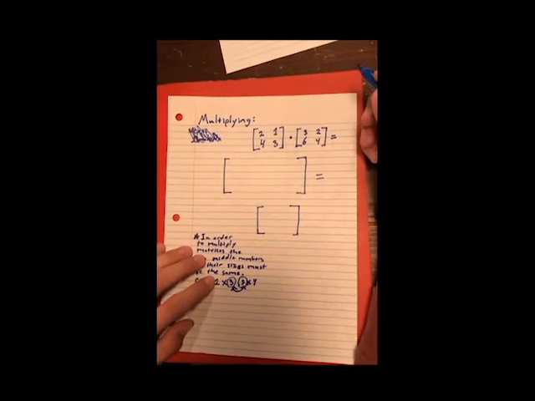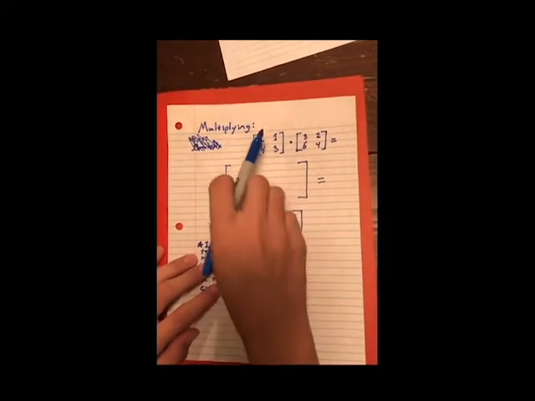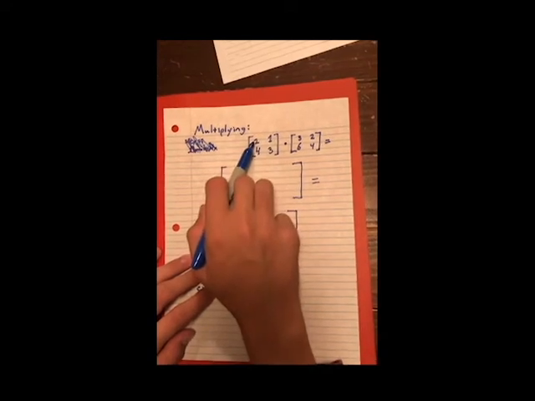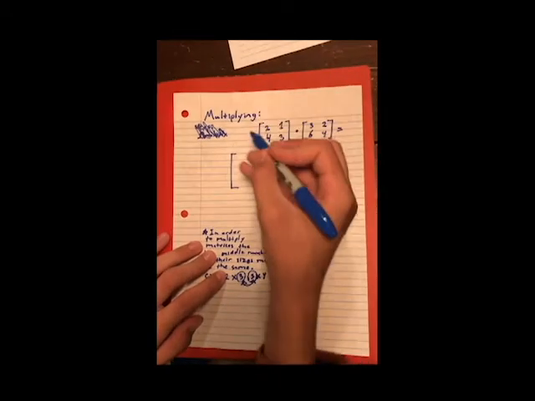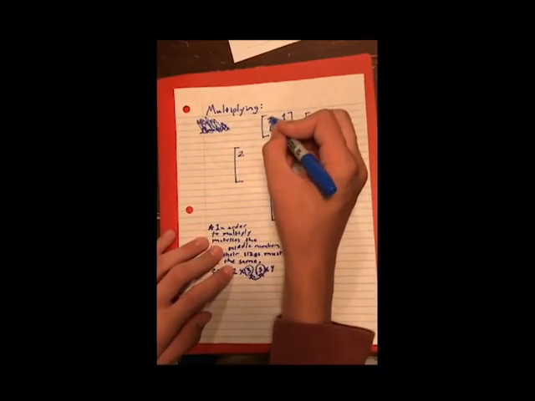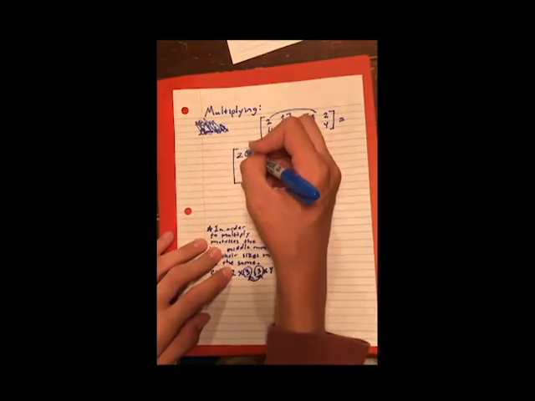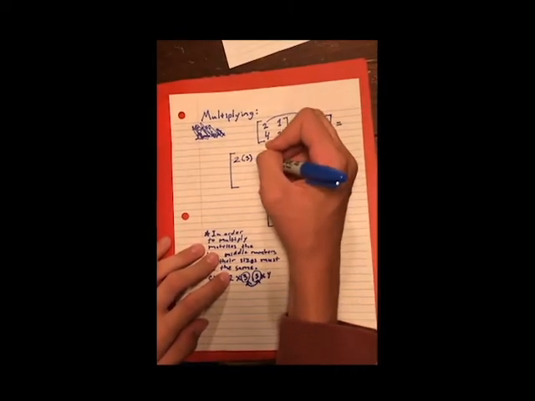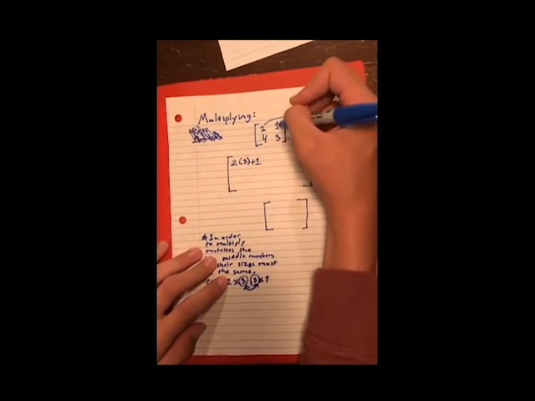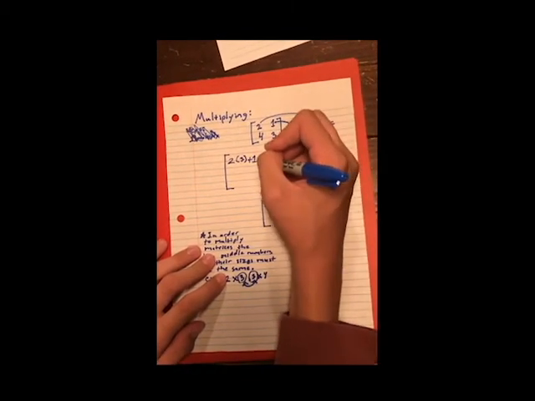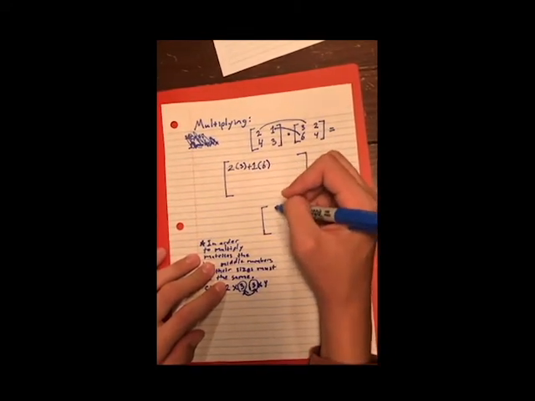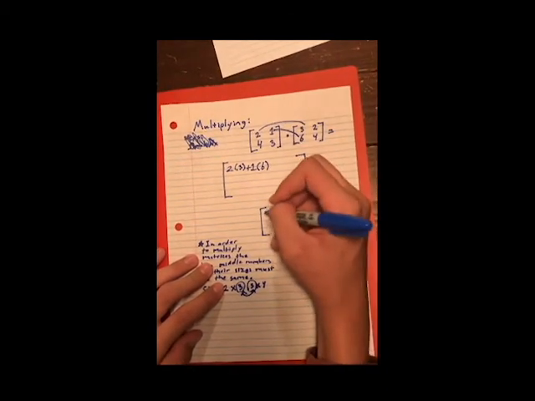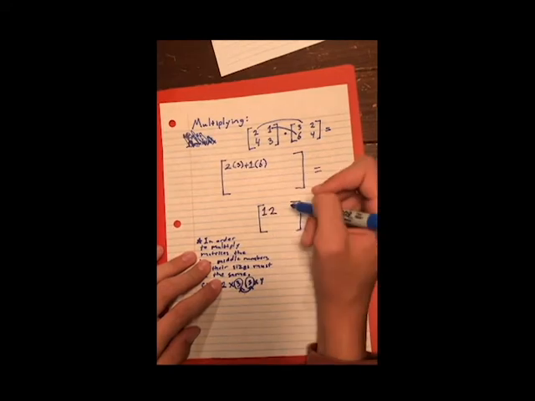Now moving on to multiplying. This one's a little more complicated. You start off by multiplying the first row of the first matrix with the first column of the second matrix. So you would do 2, this number right here, times 3, and then add that to 1 times 6. And that'd give you this spot. So 2 times 3 is 6, plus 1 times 6, which is 6, equals 12. So you put 12 for this spot.